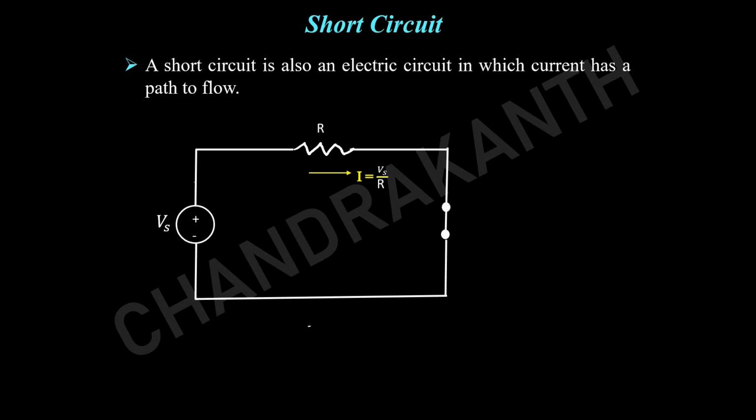And if you measure the voltage across the short circuit, it will be 0 because the short circuit allows the full current flow. So there won't be any voltage across the terminals. These points are very, very important. Open circuit: the current will be 0 and the voltage will be maximum. For the short circuit, the current will be at maximum but the voltage will be 0.